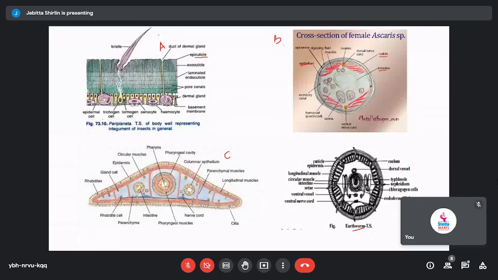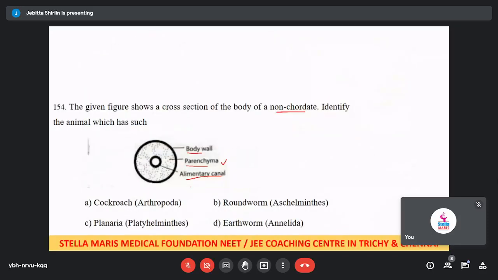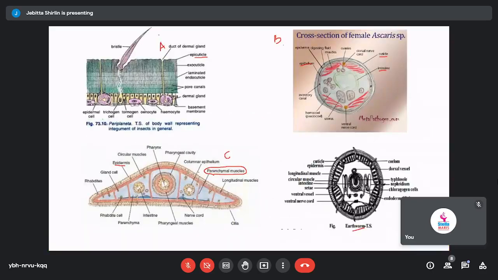Come to this picture, which is the section of a platyhelminth worm, planaria. You see the outermost layer to be epidermis. And here you will see very peculiar parenchymal muscles. So this is what represents the cross section that is given in our question. You see this parenchymal tissue layer only in planaria, that is, platyhelminth worms. Platyhelminth worms have these characteristic parenchymal structures in their cross section. So very easily you can go with parenchyma. That is option C.